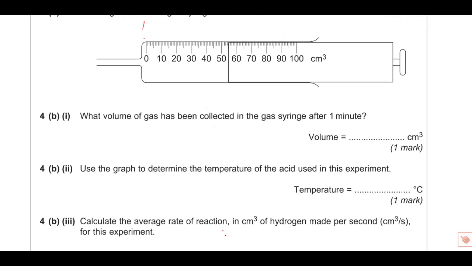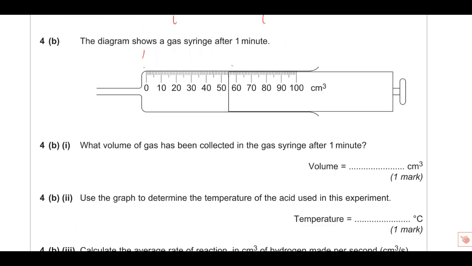This one, reading the piece of apparatus which is given, which is nice of them. So what volume has been collected after 1 minute? This is the gas syringe after 1 minute, which you can see in the question just there. So I'm reading this and I'm going 1, 2, 3, 4, 5. 1, 2, 3, 4. Oh, yeah, 55 I believe we've got there. 55 centimeters cubed.